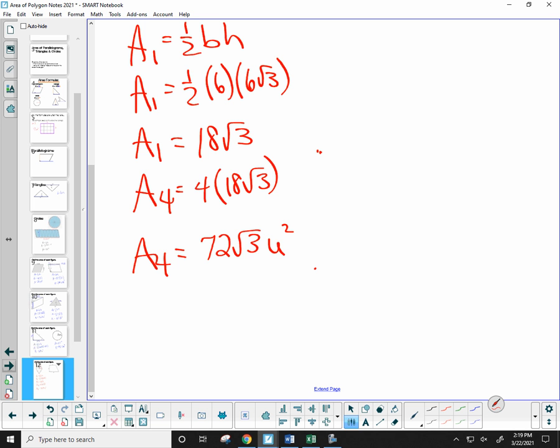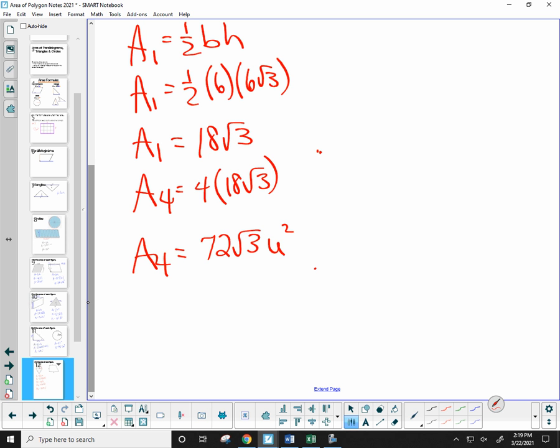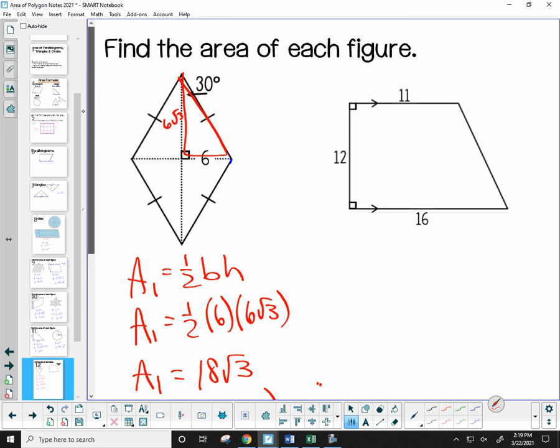Good. All right. Yeah, 144. Okay, how did you do that? What did you put together? Right. 6 is the base for one of the triangles, and 6 radical 3 is the height for one of the triangles. Yes. It's 36. Oh, I do have it for one of the triangles. Okay, are you all right then? Yeah. Okay.